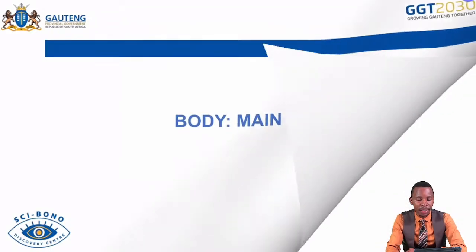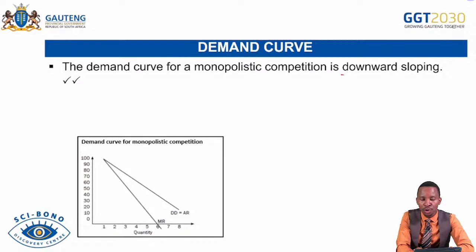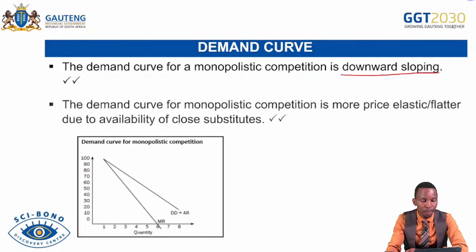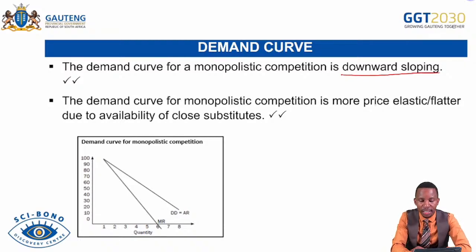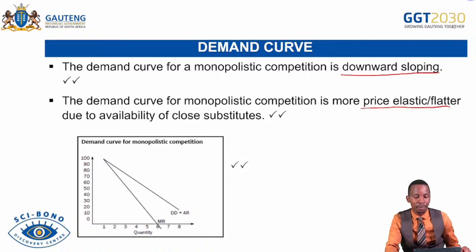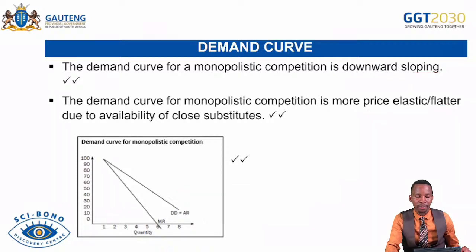And then the main part of the essay. We were to draw the demand curves and compare them. The demand curve for the monopolistic competitor is downward sloping, but relatively elastic. We can see it's downward sloping. The demand curve for monopolistic competition is more price elastic, or flatter, due to the availability of close substitutes. Remember, these goods have close substitutes. So this is the demand curve that was having only 2 marks, and then the explanation or the theory was only having 4 marks.